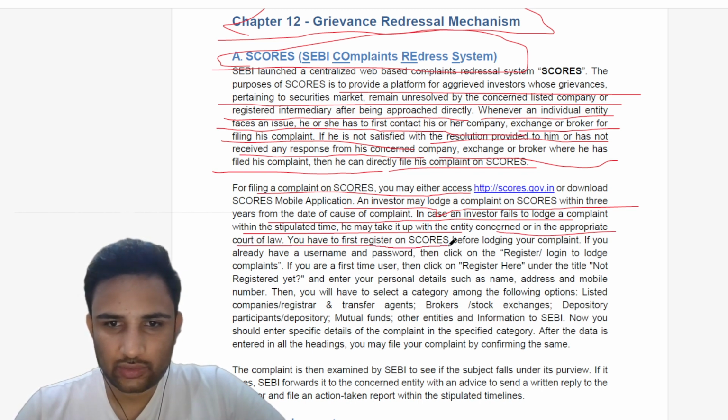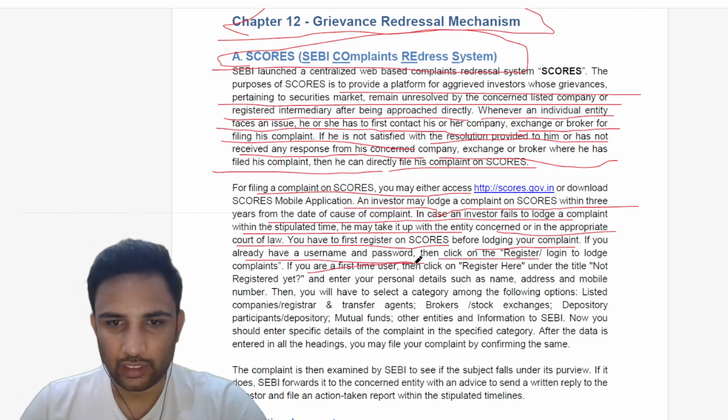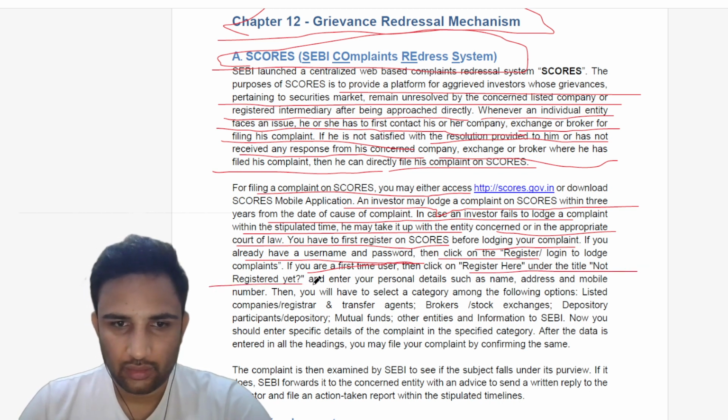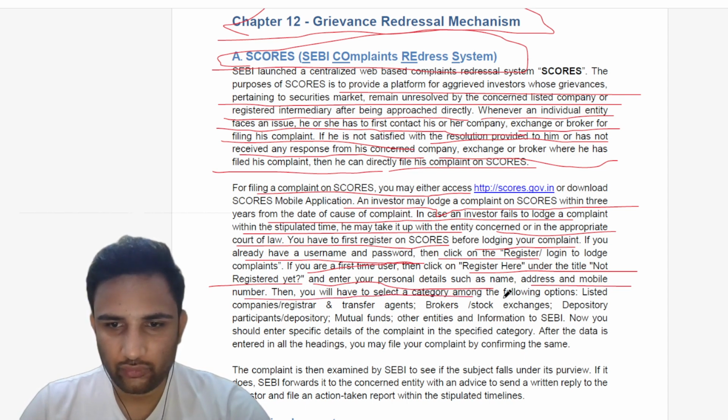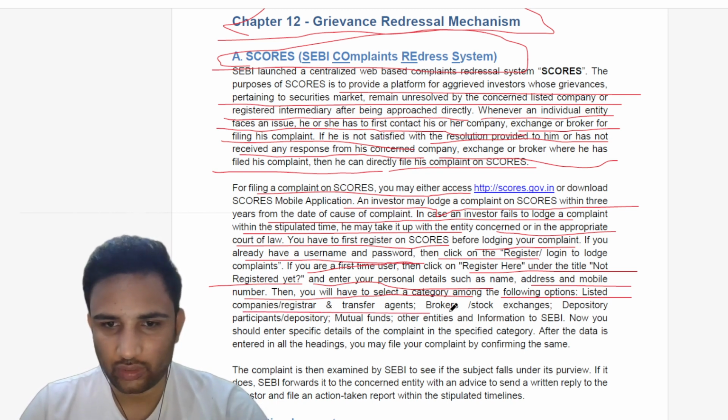You have to first register on SCORES before lodging your complaint. If you already have a username and password, then click on Register or Login to lodge complaints. If you are a first-time user, then click on Register Here under the title Not Registered Yet, and enter your personal details such as name, address, and mobile number. Then you will have to select a category among the following options: listed companies, registrar and transfer agents, brokers, stock exchanges, depository participants, depositories, mutual funds, other entities, and inclusive.